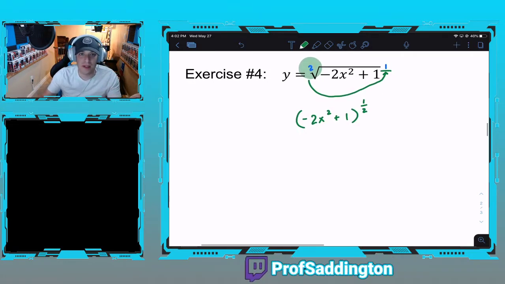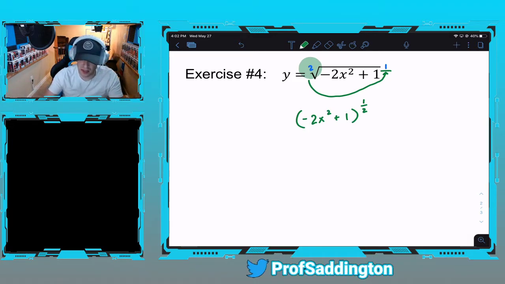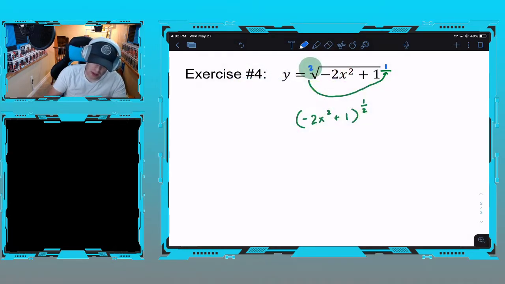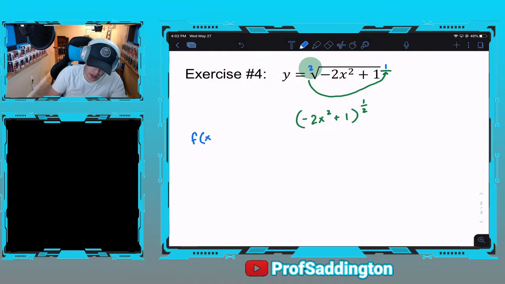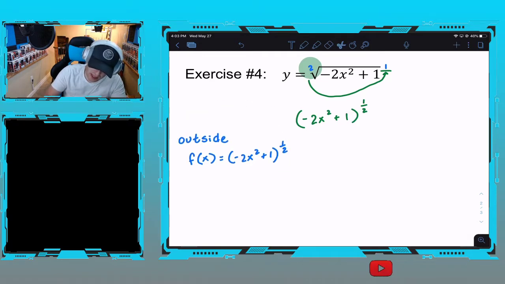Now that I have this, what I have to do is find the derivative. So we still have to do the two parts just like we did in yesterday's lesson. You still have to locate f of x, which we said yesterday is represented by the outside. So the outside is really just everything. It's the negative 2x to the second plus 1, to the 1/2. That is represented as the outside.